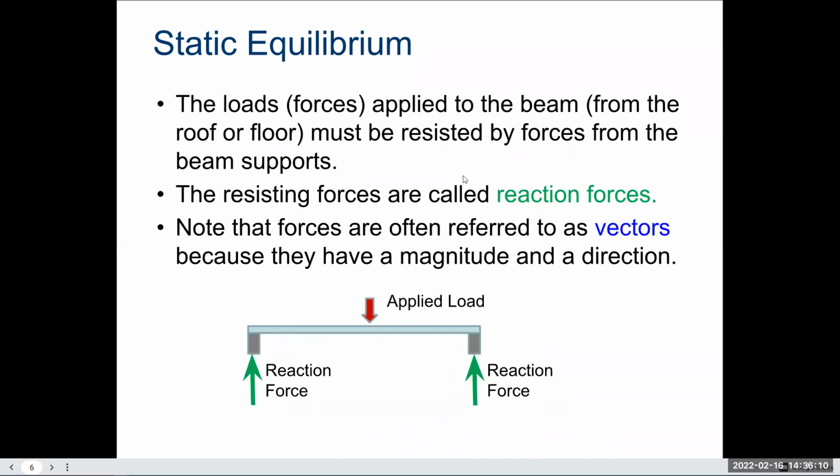So in this case, we got the loads that are applied to the beam, from the roof or from the floor, and they must be resisted by the beam support. So the forces will be referred to as a reactionary force. So for every action, so for every force, there's always a reactionary force between two objects. And so in this case, we see the applied load coming down. The reaction forces will come from the columns or maybe from the beams, depending on which way you're looking at it.